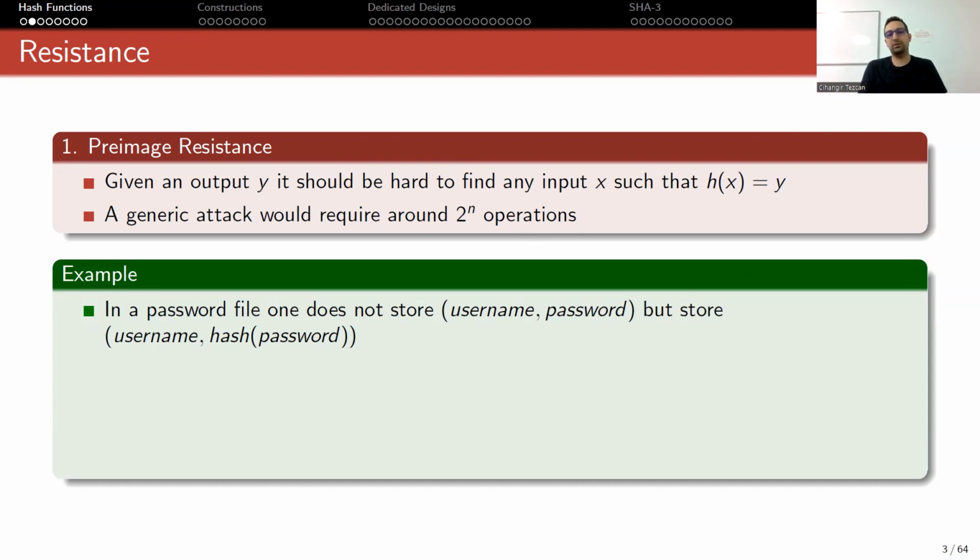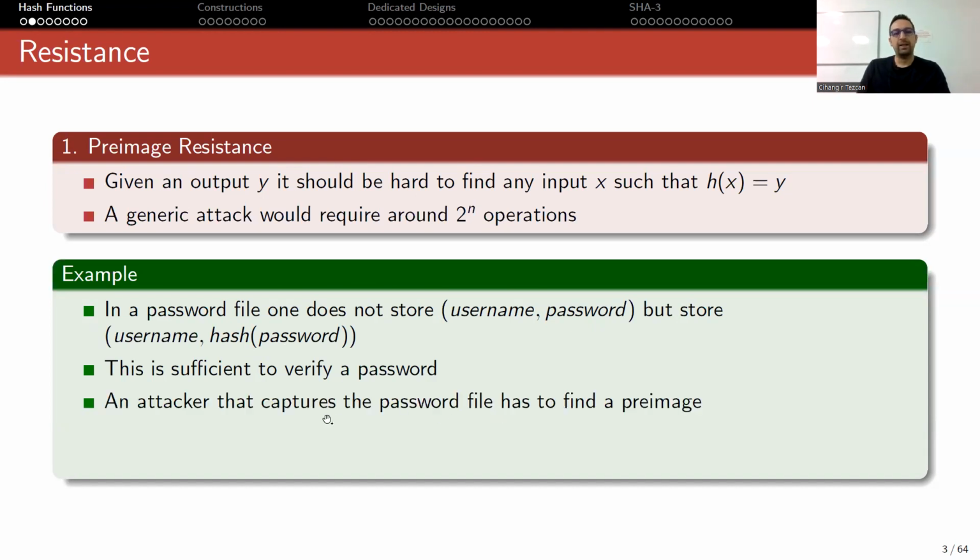The easiest thing you could do was, instead of storing the password in the database, simply store the hash of the password. A basic solution, because this is sufficient to verify a password. Whenever you want to log in, you provide the password, the server calculates the hash of the password and checks if it matches the one they stored. So it is enough to verify. An attacker that captures the password file has to find the preimage. So knowing the hash, going back to the password is, as we said, preimage resistance.